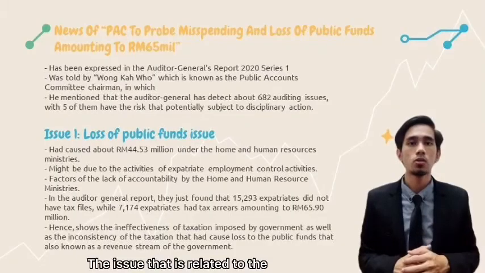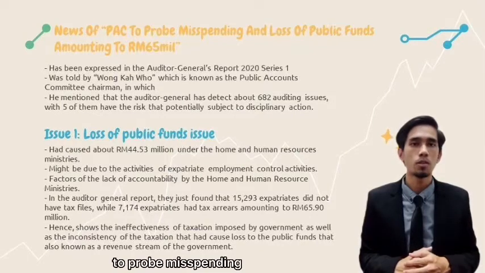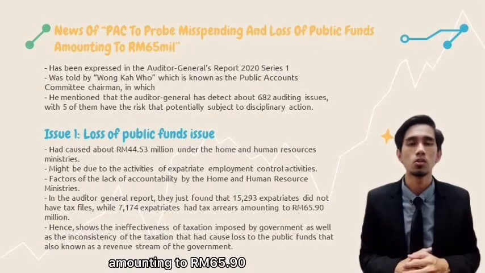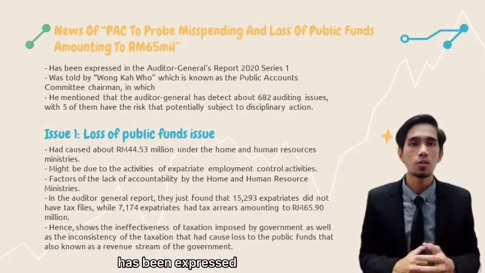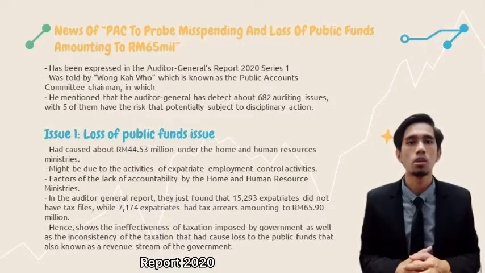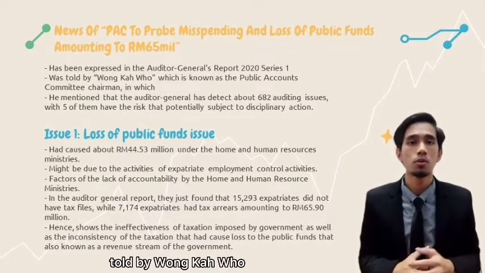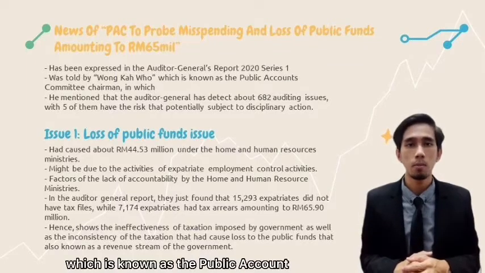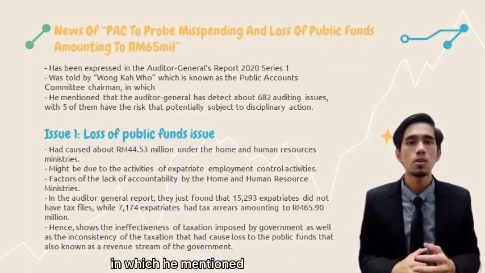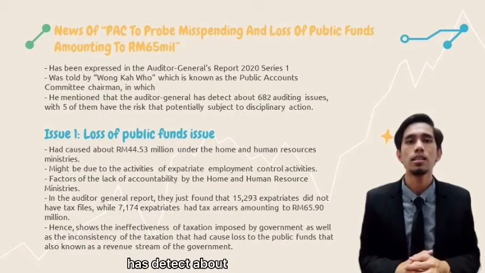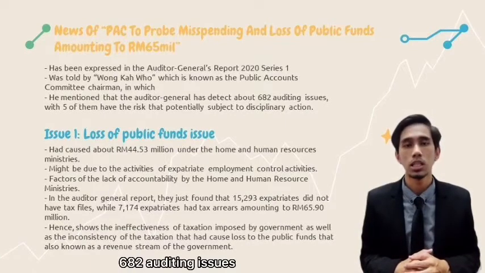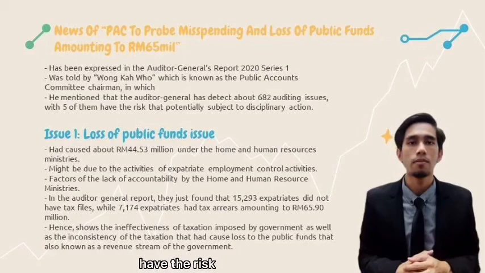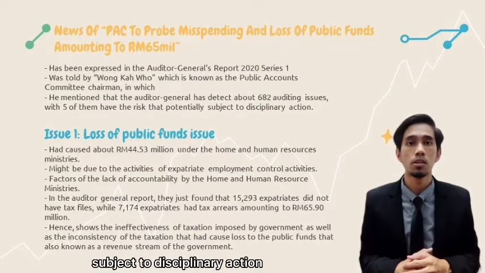The issue that is related to the use of PAC to probe misspending and loss of public funds amounting to 65 million ringgit has been expressed in the Auditor General's Report 2020 Series 1 and was told by Wong Kah Woh, who is known as the Public Account Committee Chairman, in which he mentioned that the Auditor General has detected about 682 auditing issues, with 5 of them having the risk of potentially being subject to disciplinary action.